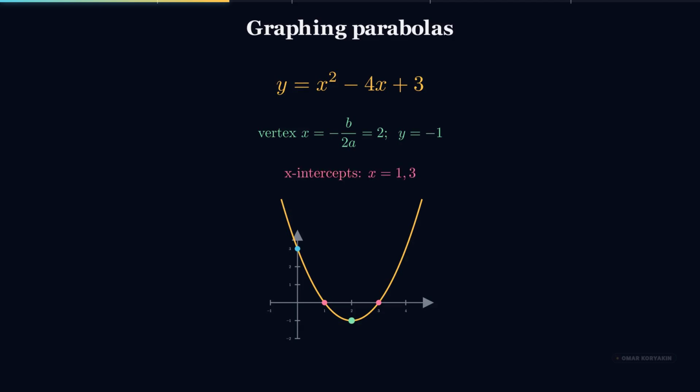Find the x-intercepts. Set y equal to 0 and solve. The trinomial factors as (x minus 1)(x minus 3). Roots are x equals 1 and x equals 3, 2 x-intercepts.